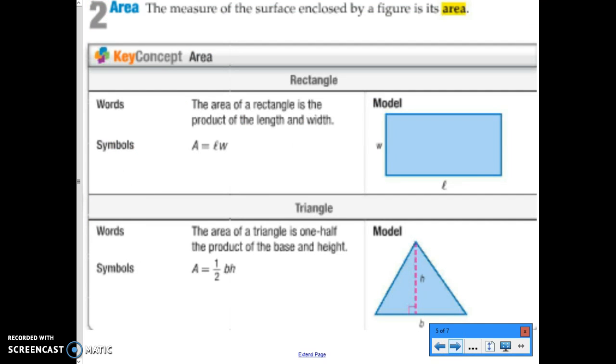All right, next let's talk a little bit about area. It says the measure of the surface enclosed by a figure is its area. So to talk about a rectangle, here's the formula for the area of a rectangle. You've got your length, and you're multiplying it by your width, okay? And understand again here in words where it says product, just understand that that's really multiplication.